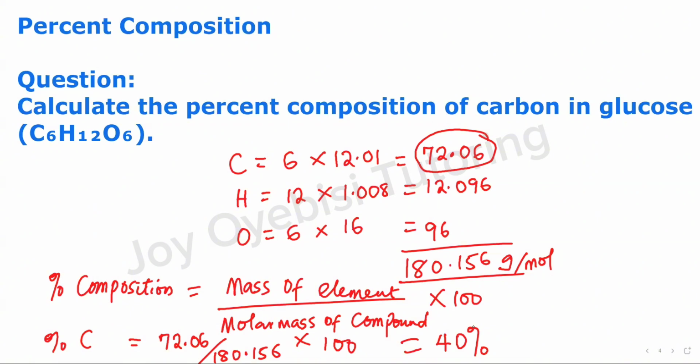Same with hydrogen. Use the mass of hydrogen, plug it into the equation, and solve. You do the same for oxygen: the mass of oxygen over the total mass, or the molar mass, times 100. And that gives you the percent of each element. So you can try that one out and make sure that after your calculation, they will all equal 100%. Okay.